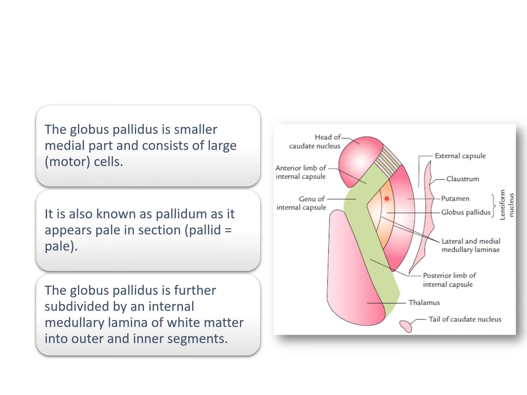So this is the globus pallidus, also known as the palladium, as it appears pale in section. Pallid means pale in color. The globus pallidus is further subdivided by an internal medullary lamina of white matter into outer and inner segments.